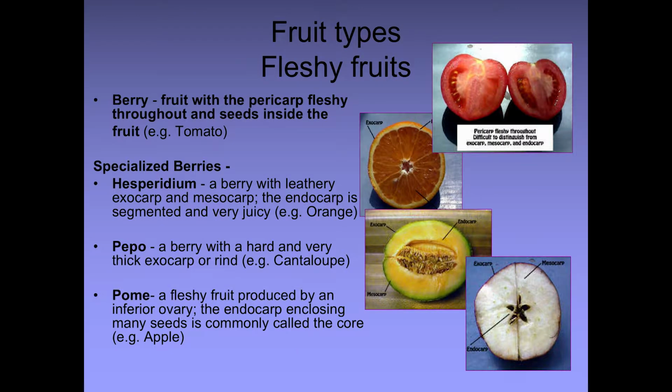And then there's fruit types. Fleshy fruits, we're not going to get too caught up in the names, but you have fruits, these are berries, they're all berries, but they're different types depending on where the seeds and the fleshy part are. So you've got berries like that in a tomato. You've got an orange that's a Hesperidium. Cantaloupes are something different, they have a rind, and a pome is an apple, where you've got something enclosing the seeds in the core.